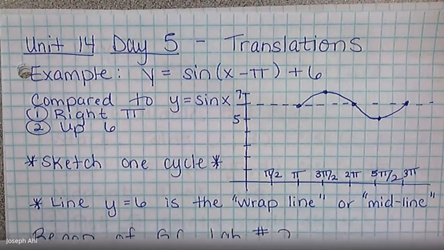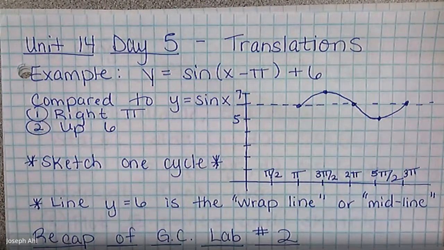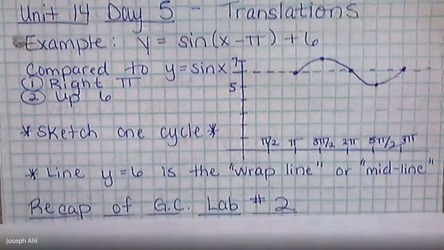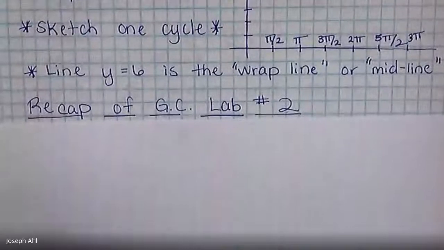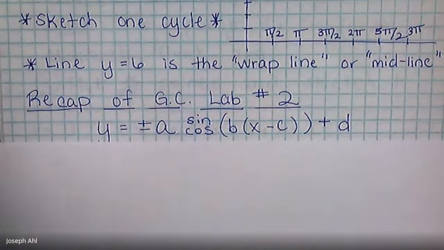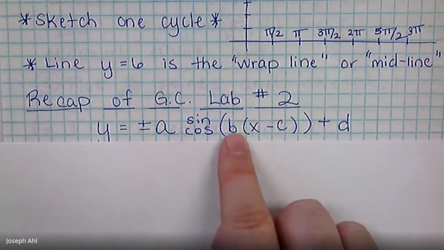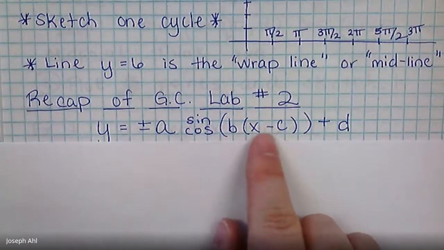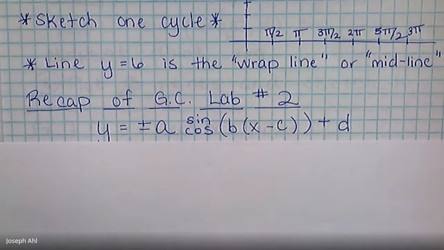Okay. So once we've sketched that function, we're now ready to put all the pieces together in a recap from the second graphing calculator lab. We're now looking at functions for sine and cosine in this form, y equals plus or minus a, and then we have sine and cosine as our parent functions. B is the frequency that we've seen before, times x minus c plus d, putting all of the pieces together.